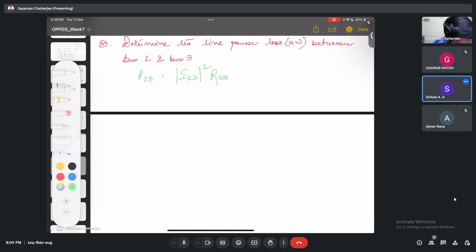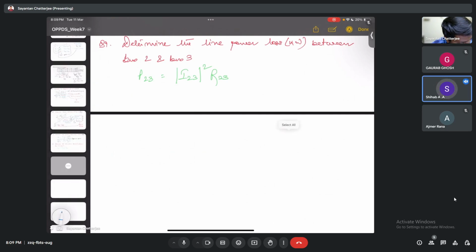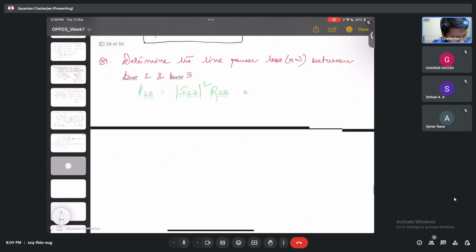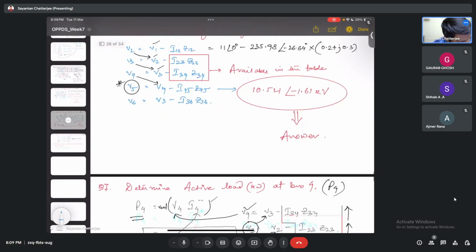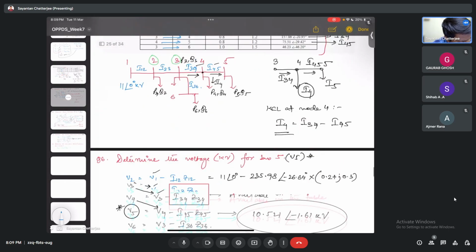Power loss. If it were voltage drop, we would take I23 into Z for the voltage drop. Here, for power loss, it is I square R. This is only for power loss, real power loss. Power loss would be real power only. So it is I23 square into R23. I23 is known directly, you can refer to it, and R23.